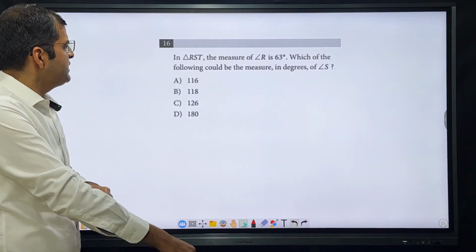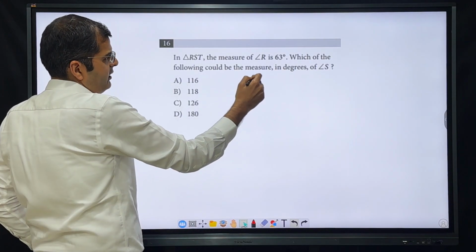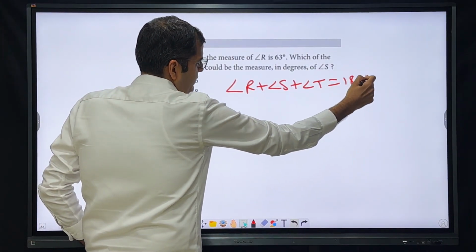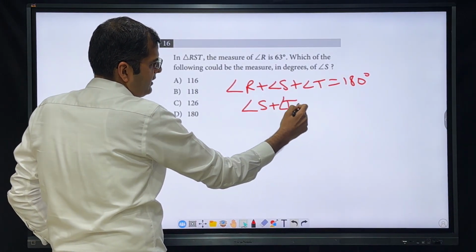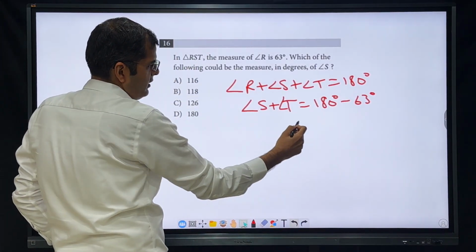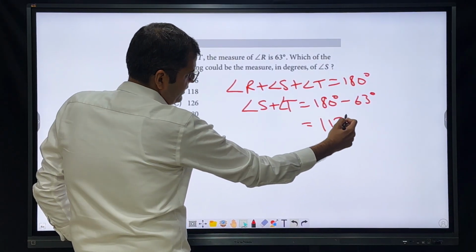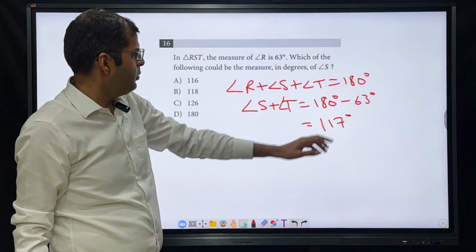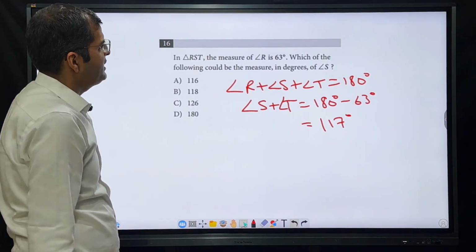Now question 16 says, in triangle RST, the measure of angle R is 63 degrees. Angle R plus angle S plus angle T is 180 degrees, we know. Angle R is 63 degrees, that means angle S plus angle T is 180 degrees minus 63 degrees. That will be how much? 117 degrees, I believe. So the two angles, angle S and angle T, should add up to 117 degrees.